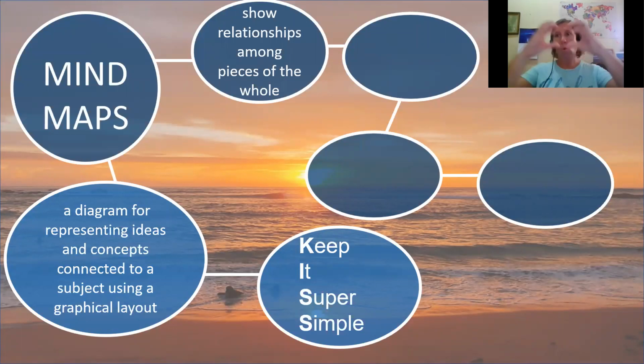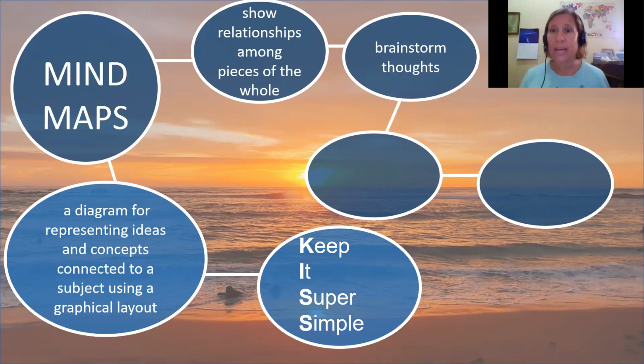Now, mind maps are used to show relationships among pieces of the whole. So if I have one subject, the different pieces of that subject, the different parts of a subject. It's used to brainstorm thoughts. When I brainstorm, I'm giving lots of information out. I'm thinking up ideas quickly, right? So I'm getting out information.